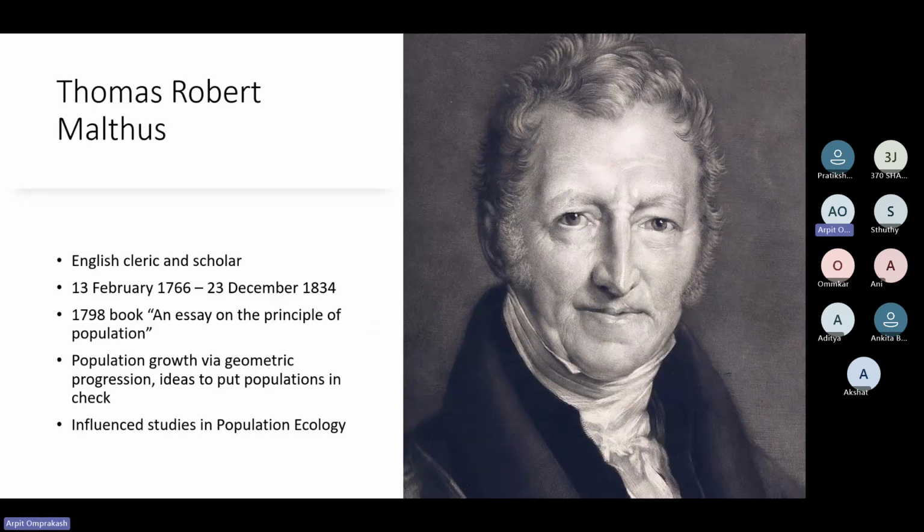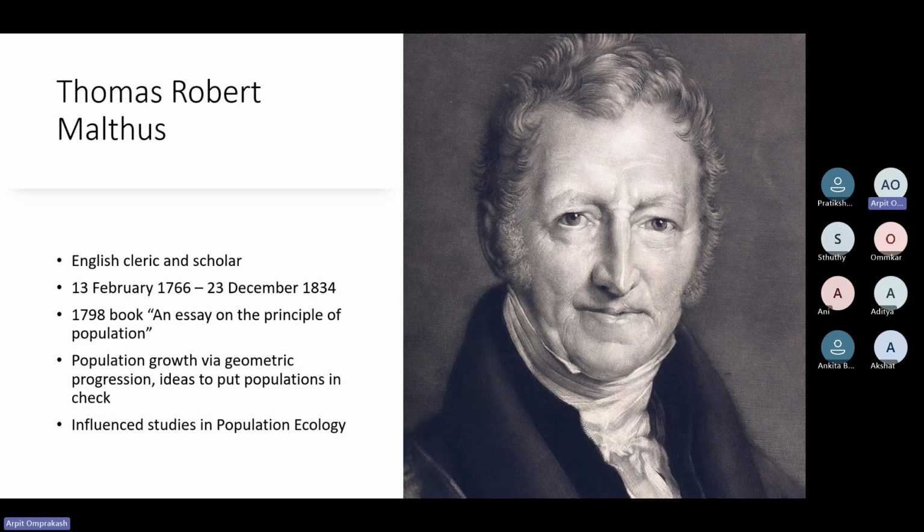Next, we have Thomas Robert Malthus. He wrote this famous essay on the principle of population, where he predicted that population growth is geometric, a geometric progression and exponential, whereas the food that we get is increasing at a rate of arithmetic progression. So it's not geometric. And thus he says that there's a limit to which population can grow. His work influenced a lot of studies in population ecology.